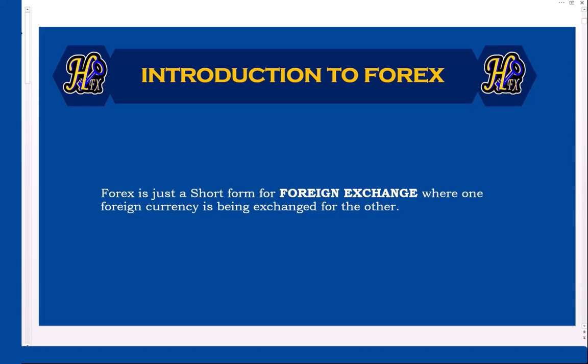Now forex is just a short form for foreign exchange, where one foreign currency is being exchanged for the other. So maybe we are exchanging US dollar for euro, or we are exchanging Canadian dollar for Australian dollar. That is just a display of forex trading. Basically, forex is just the combination of these two words, foreign and exchange. So it is the market where one foreign currency is being exchanged for the other.